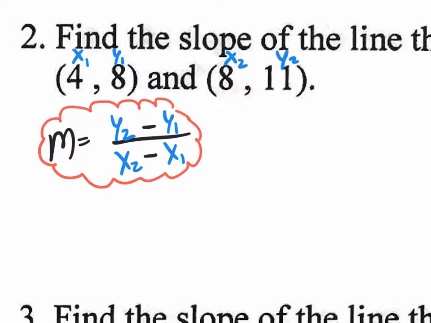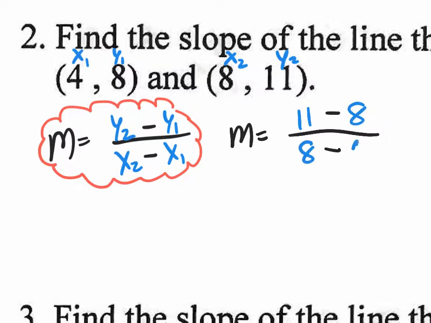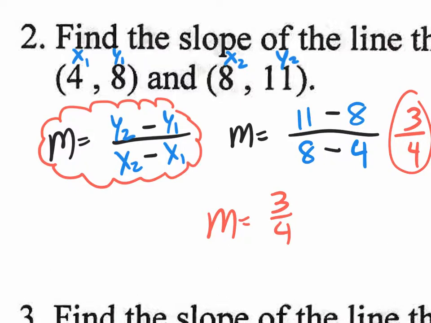Let's apply it now. Again, always start with this and plug in your actual values. y2 is 11, y1 is 8, x2 is 8, x1 is 4. And then you do the simple math. 11 take away 8 is 3. 8 take away 4 is 4. And there is my slope. M equals 3/4. You rise 3, you run 4. Positive slope. You can't reduce it, so we're done with this slope.